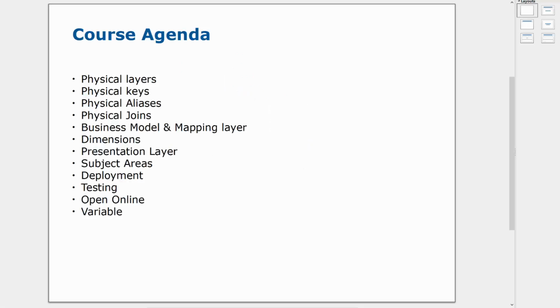Our course agenda is to cover the physical layers, the physical keys and aliases, joins, the business model and mapping layer, dimensions, the presentation layer, subject areas, deploying an RPD, testing an RPD, opening an RPD online, and variables.